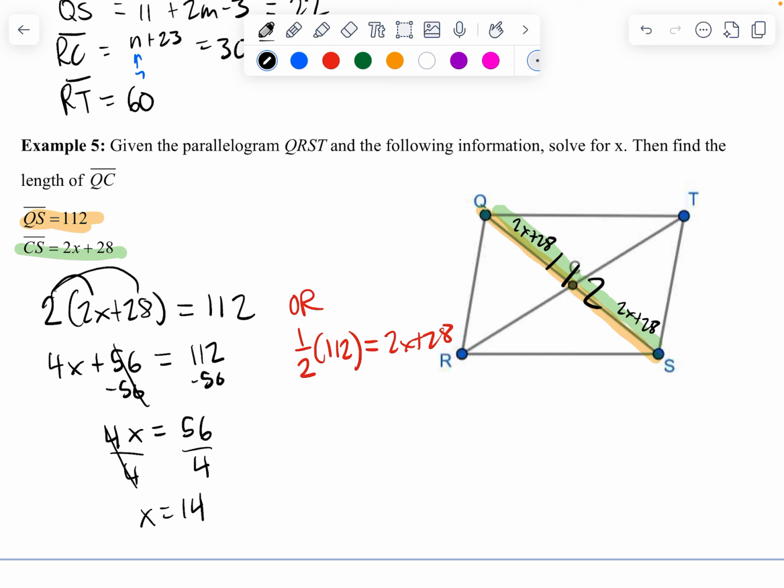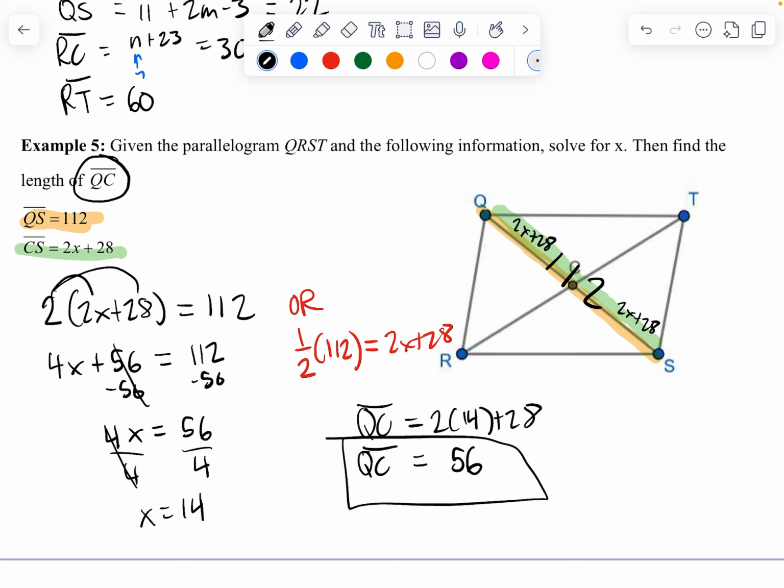Okay, now the last thing it wants us to find is the length from Q to C. Q to C is our little section right there, which we know is the 2x plus 28. So literally, QC, the segment, is going to equal the measure of the segment. The measure of the segment is going to equal 2 times 14 plus 28. We know what x is. Plug it in. All right, so 2 times 14 is 28. 28 plus 28 is 56. And there's the length, the measure of your segment. And so you're done.